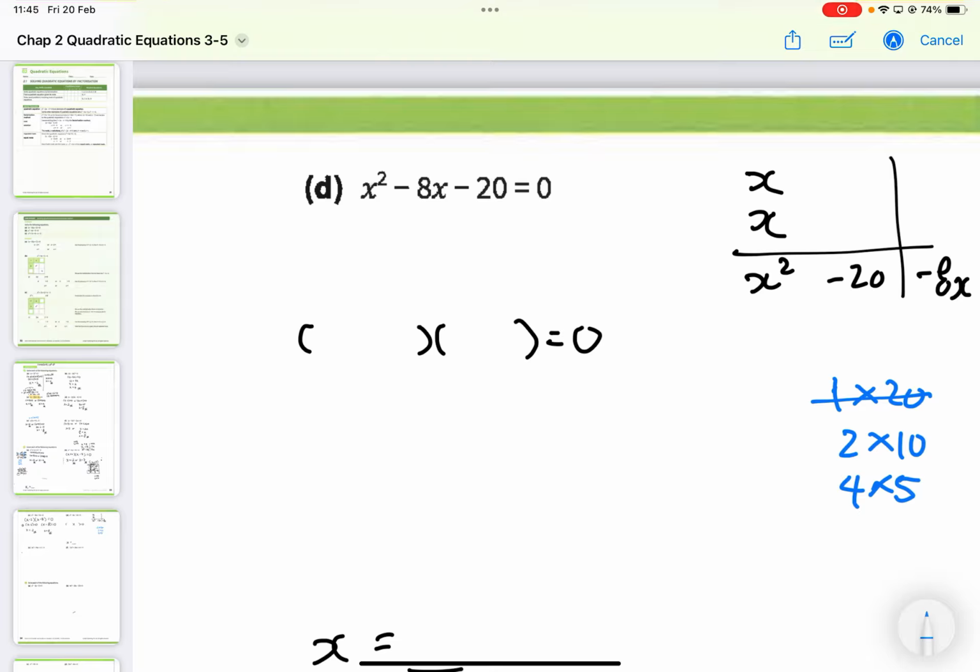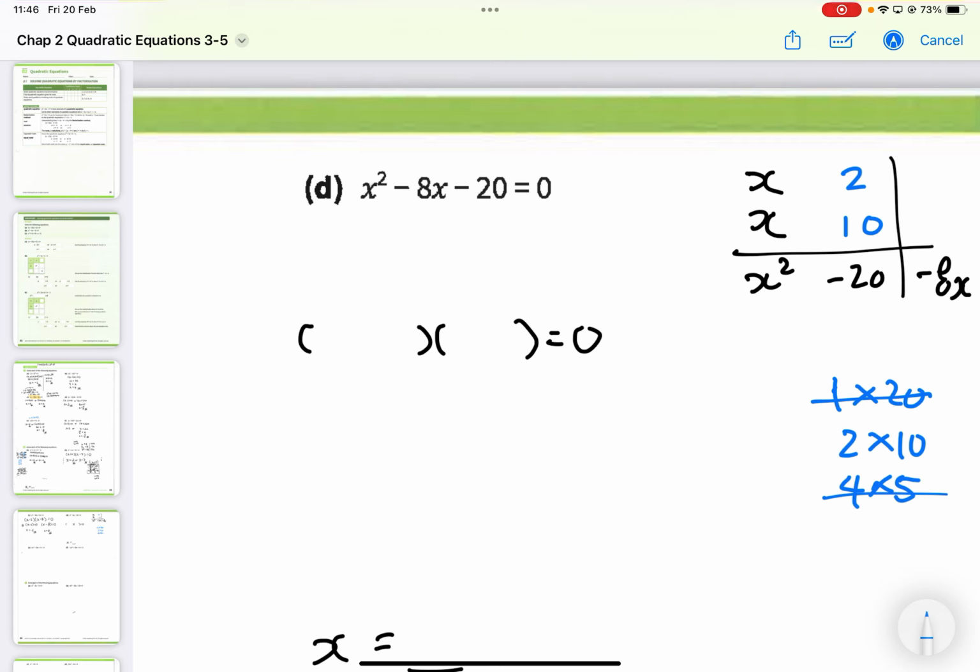Okay? Then 4 and 5. Multiply 4, multiply 5. I will have an odd number. 5 is an odd number. I multiply 1, I will have an odd number. However I plus, however I minus, also cannot get an even number. So this one also not possible. So actually, you are left with 2 and 10 only. So I put my 2 and my 10.